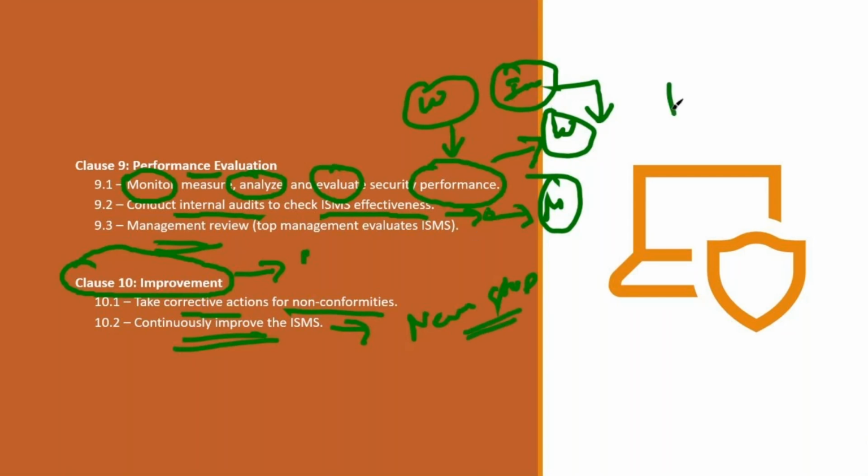That's why we have this P, D, C, and A. What is my plan part? Prepare a strategy for a risk assessment, do that risk assessment, check that your risk assessment has been done, and if needed, this is your act.